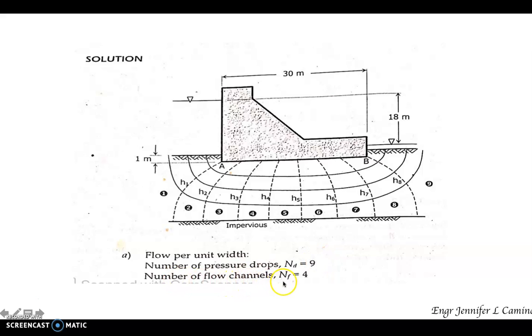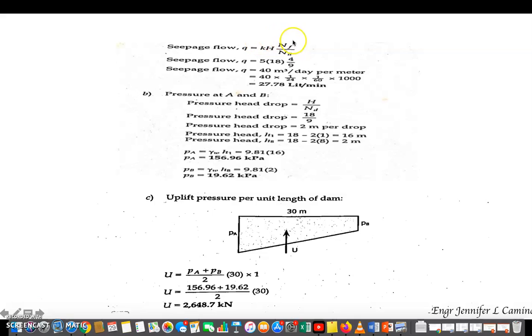Number of flow channels, NF, you count off the number of spaces in between this line. So that will be 1, 2, 3, 4. So NF is equal to 4. Meaning to say, for ND, you count off the number of spaces in the horizontal direction, and for NF we count off the number of spaces in the vertical direction. Since we have now the values for NF and ND, and we know that H is equal to 18 and K is equal to 5, since you're going to make use of isotropic flow, your horizontal and vertical permeability coefficients are the same, so substitute. So that is now 27.78 liters per meter.